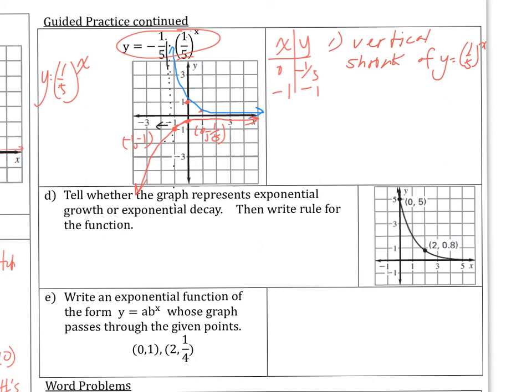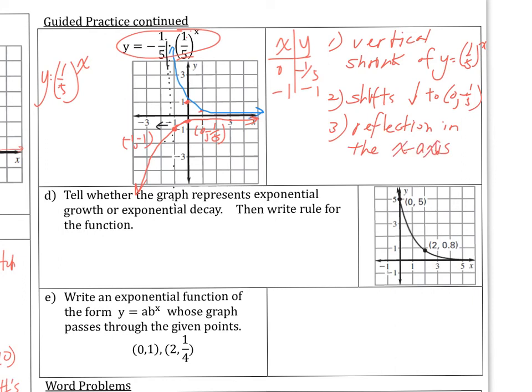And then we can also say it shifted down to (0, -1/5). And we can also say it's a reflection in the x-axis. And fourthly, the domain is all real numbers, and the range is y less than 0. Okay, everything below 0 along the y-axis.